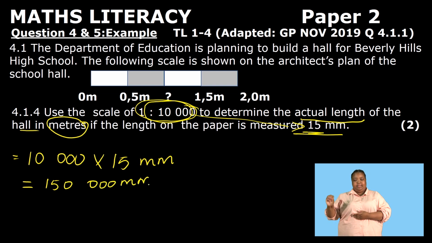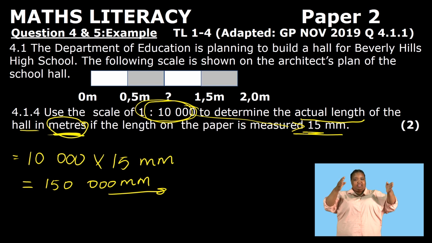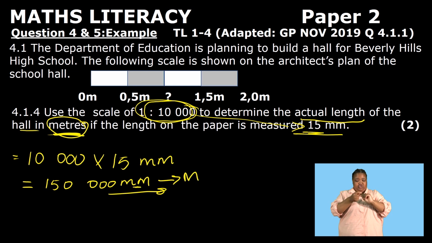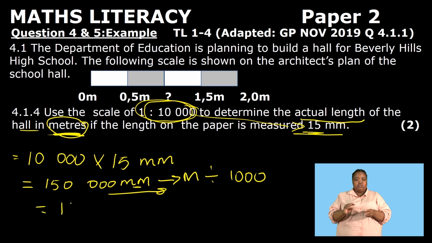150,000 millimeters. But the question said we must determine the length in meters. So it means from this unit, you need to convert your answer to meters. So you're going to divide by 1,000. So this will give us 150 meters.